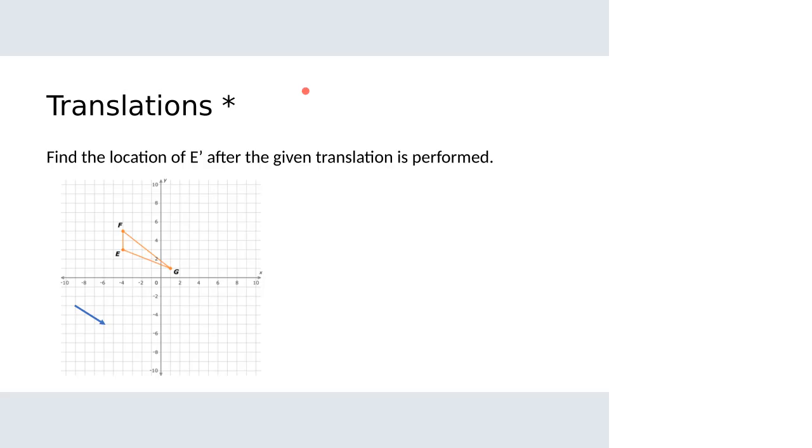Prime is where it goes after we move it. That's the image. Right now, EFG is our pre-image. E prime, F prime, G prime will be our image. So where E goes to is called E prime.